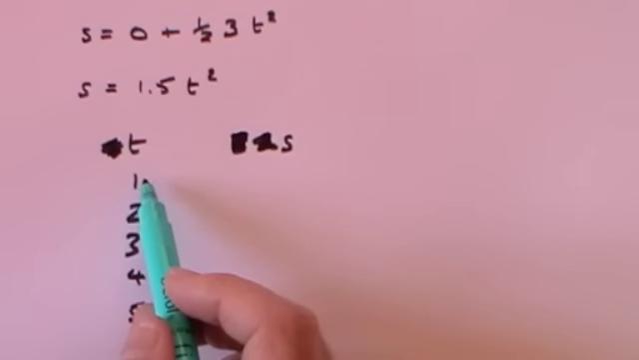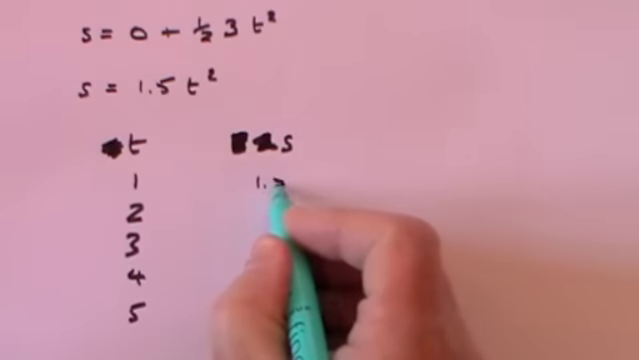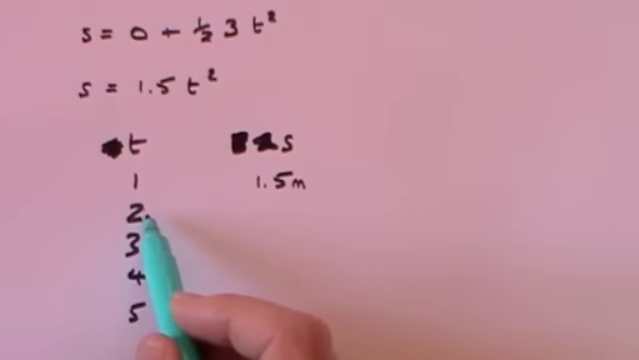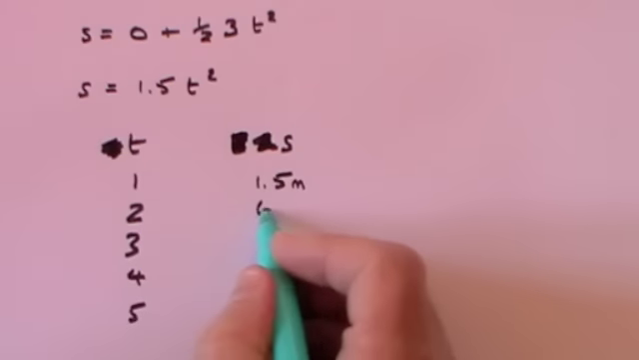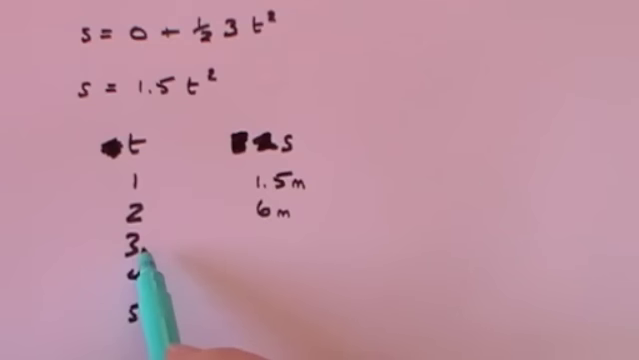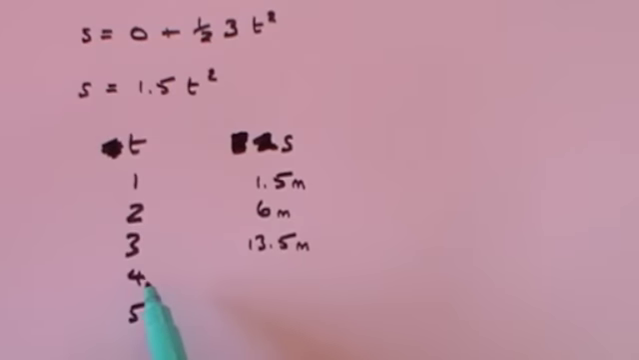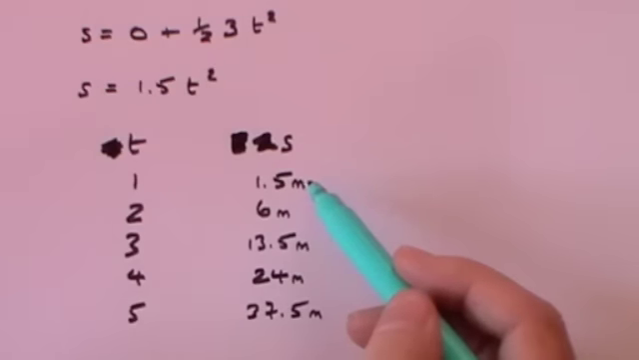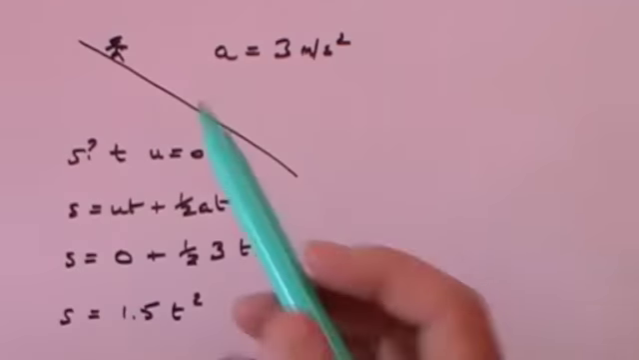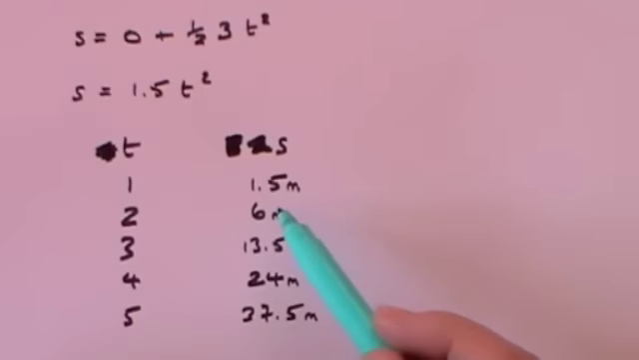So when t is 1, t squared is 1, and 1.5 times that is 1.5 meters. When t is 2, 2 squared is 4, 1.5 times that is 6 meters. When t is 3, t squared is 9, 1.5 times that is 13.5 meters. When t is 4, t squared is 16, 1.5 times that is 24 meters. When t is 5, t squared is 25, 1.5 times that is 37.5 meters. So what this tells you is the distance from the starting point after 1, 2, 3, 4 and 5 seconds.